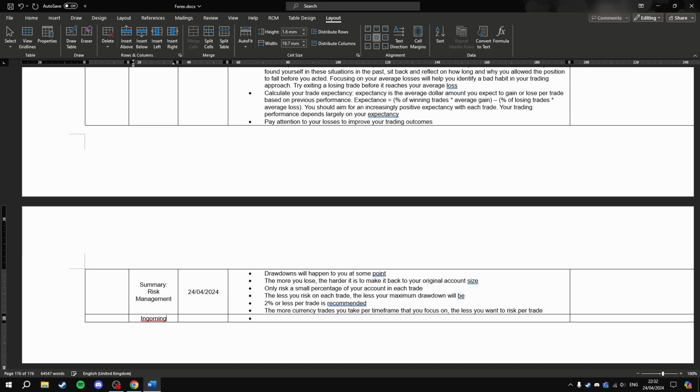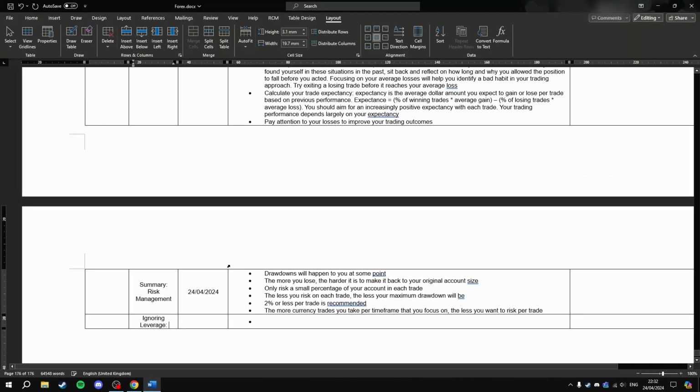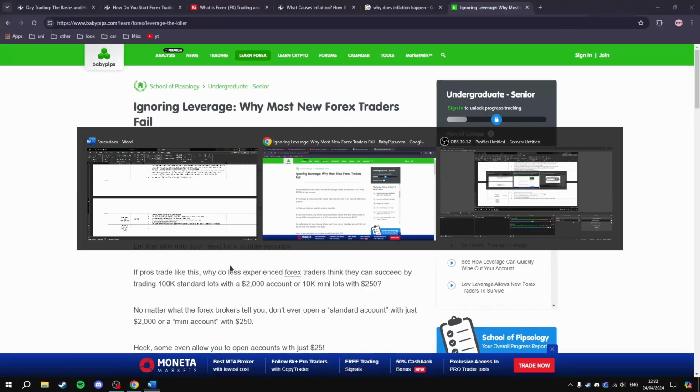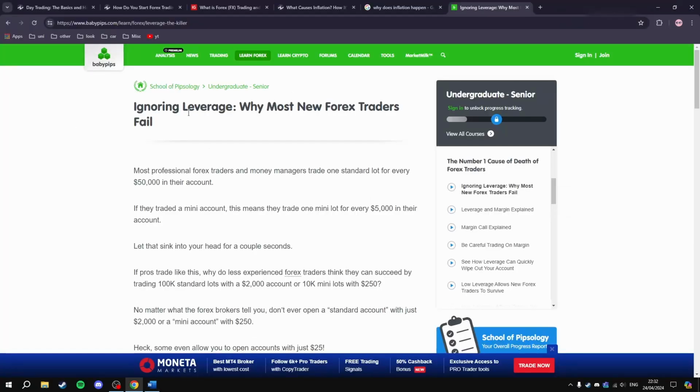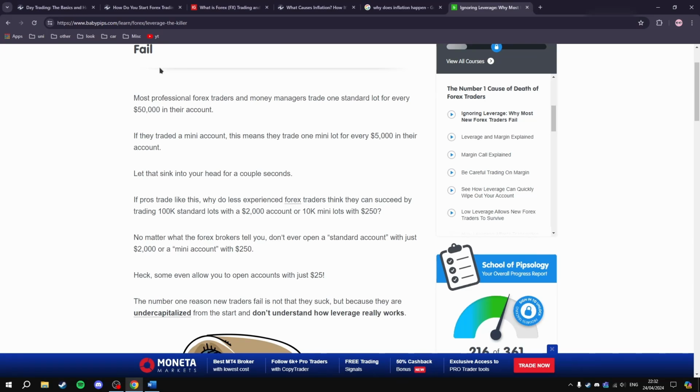Ignoring leverage: why most new Forex traders fail. Most professional Forex traders and money managers trade one standard lot for every 50,000 in their account.